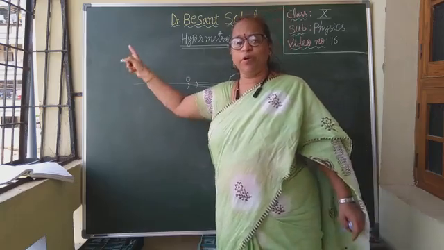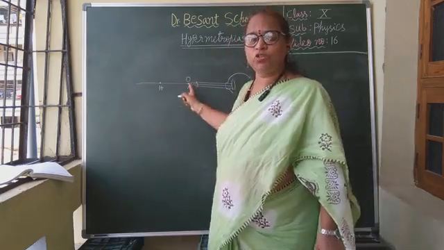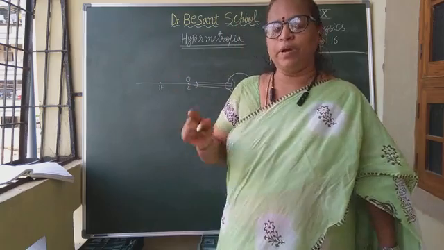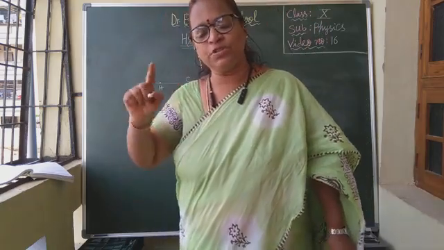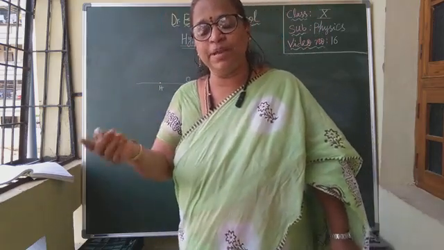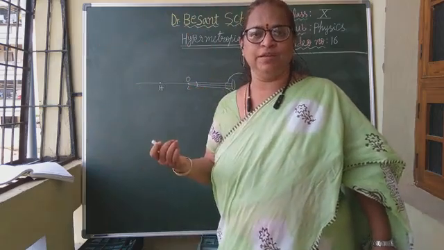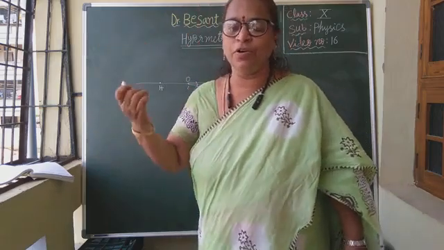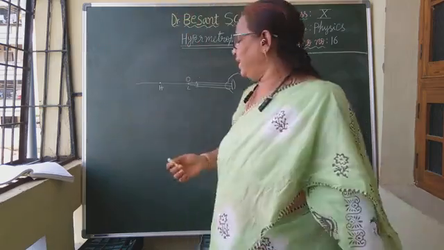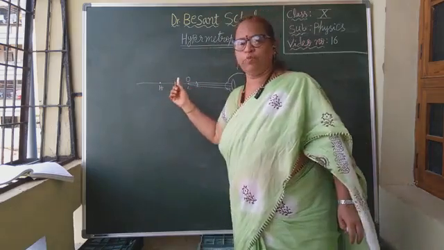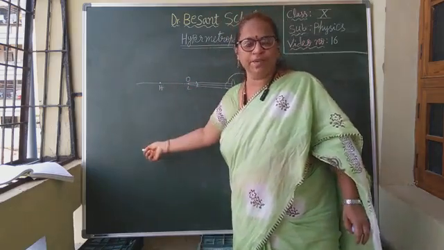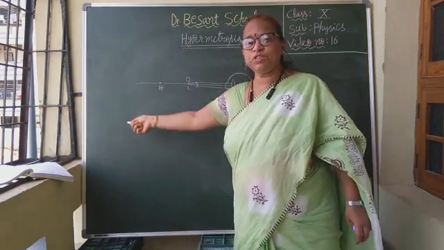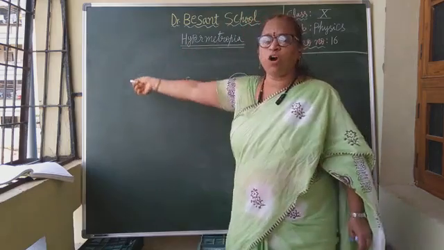Object and image should be on the same side, and the image should form beyond the object. For myopia, the object and image should be on the same side, but the image should form before the object. So what lens did we use? We used a concave lens. Here also the object and image should be on the same side, meaning a virtual image should form, but the image which is forming should be beyond the object.